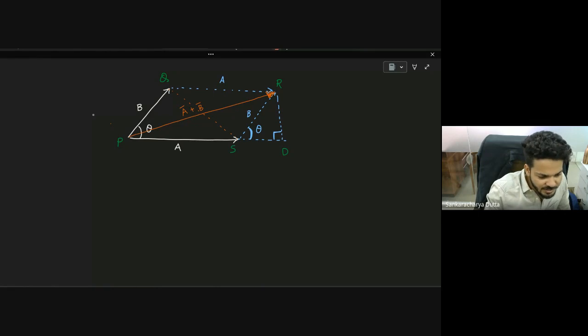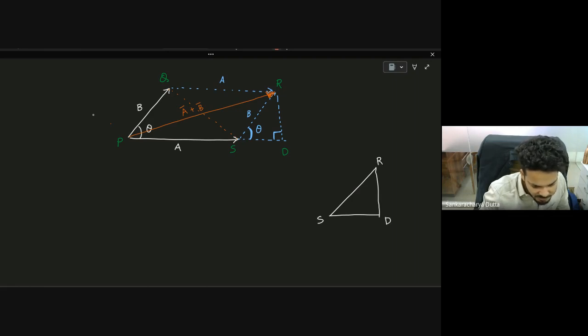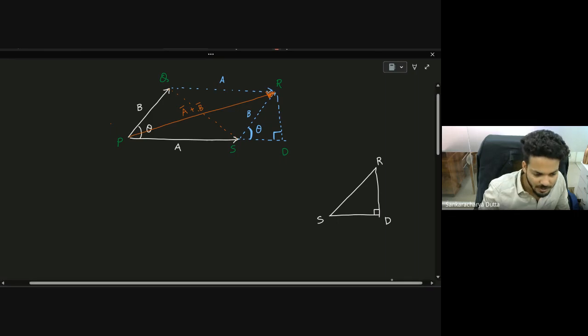Now the next question is, how do I find out the length of PR? Because if I want to find the resultant vector A vector plus B vector, I need to know the length of PR. But for that I need to analyze this smaller triangle right here. The smaller triangle is SRD, which is a right angle triangle, and the length of the hypotenuse is B. This angle right here is theta.